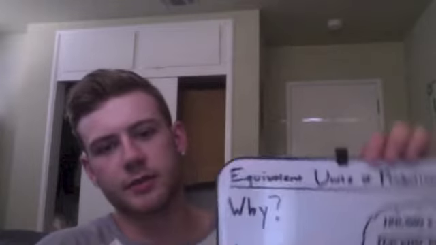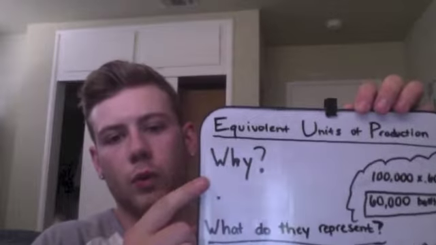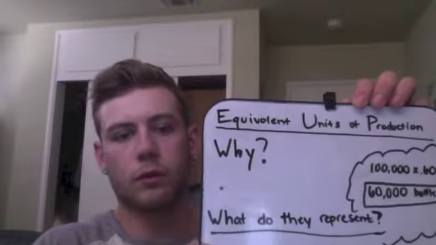Last but not least, we have equivalent units of production. Two questions raised with this are why do we use them, and what do they represent or what are they used for? The reason we use them is that companies typically end their period and still have inventory accounts in work in process and finished goods. So they'll have a lot of started but not yet completed products.